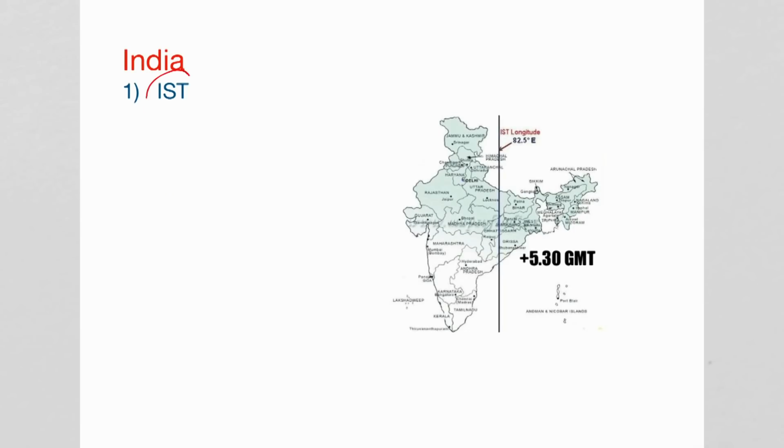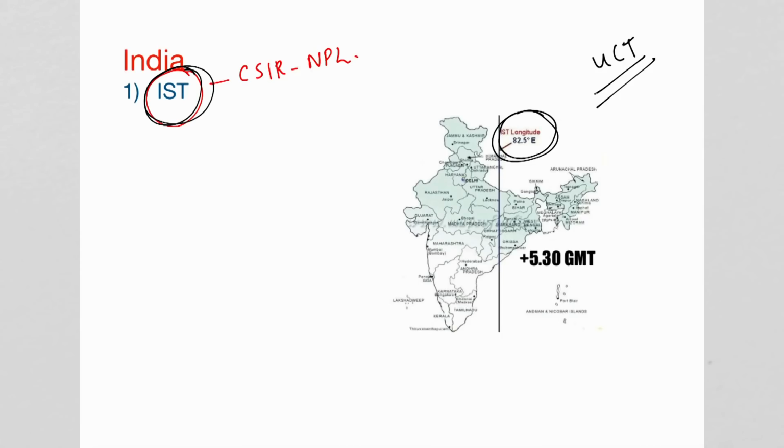Now let us come to IST or Indian Standard Time. Indian Standard Time is maintained by CSIR-NPL. We have already seen what CSIR-NPL is. It is Council for Scientific and Industrial Research, National Physical Laboratory. And this IST is based on a line of longitude that runs through Mirzapur in UP. You will see this line. It runs through Mirzapur in UP and it is 5 hours and 30 minutes ahead of UCT. What is UCT? It is Universal Coordinated Time or the Greenwich Mean Time. So we will see here that IST or Indian Standard Time is 82.5 degrees east of Greenwich. That means it is 5 hours and 30 minutes ahead of the UCT or the Universal Coordinated Time.